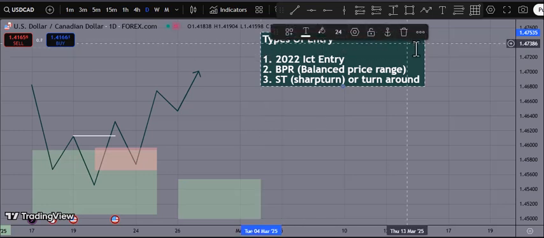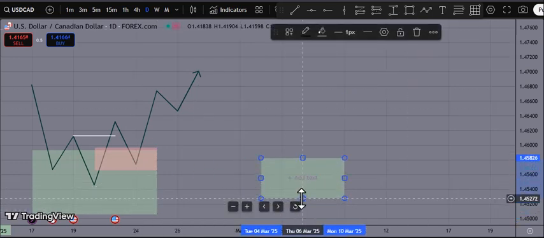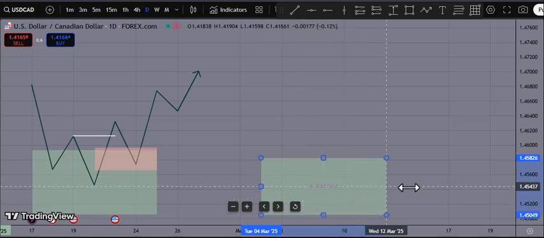Okay, so I think I want to remove this. Just pause and take note of it if you want to write or just look at it. Okay, so let me go through the other entry technique, which is the balanced price range.